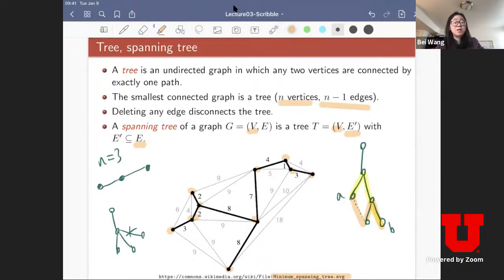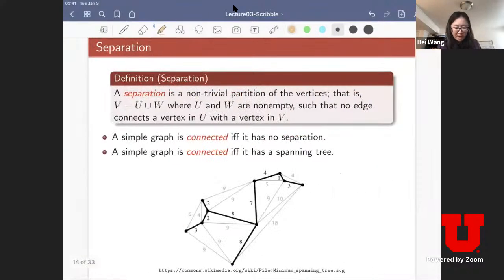A minimum spanning tree is the one with the smallest total weights, okay? And also another condition you want to remember is that a minimum spanning tree may not be unique. That's another condition.